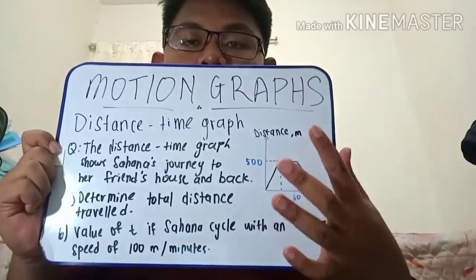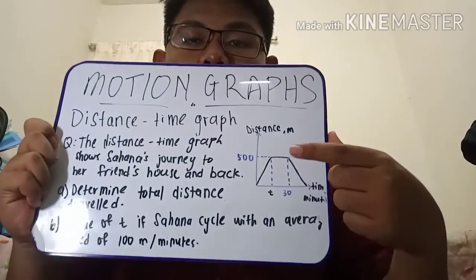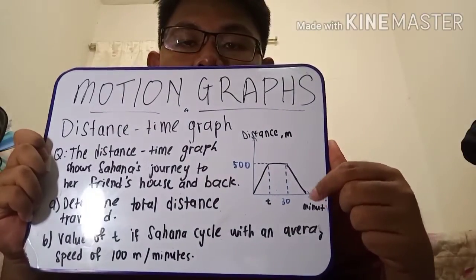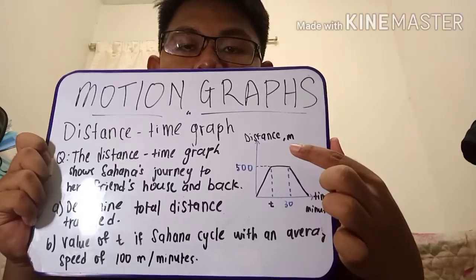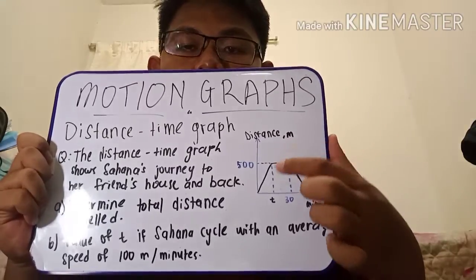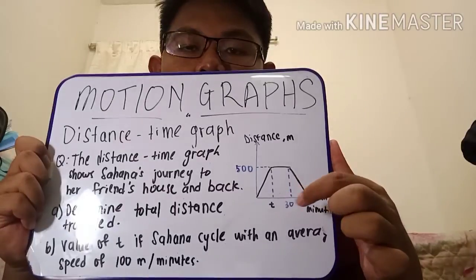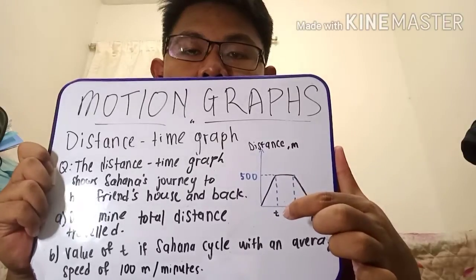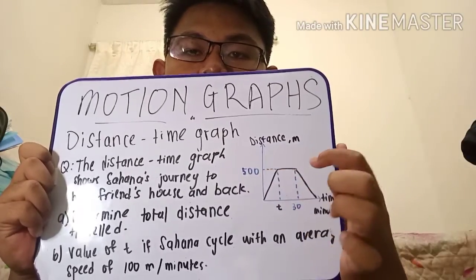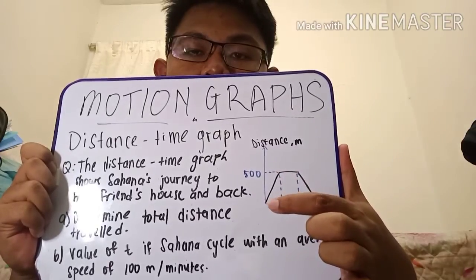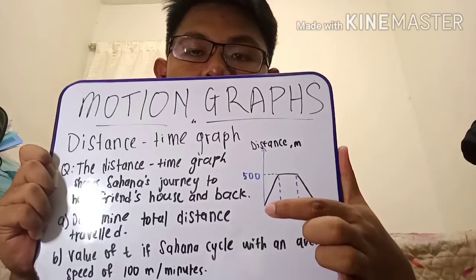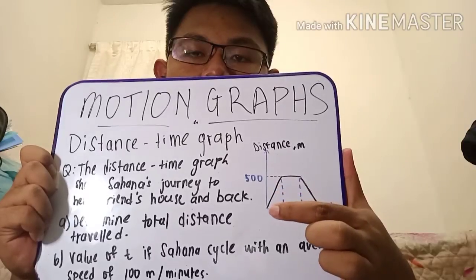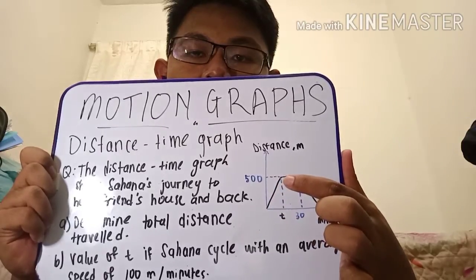Let's look at the graph first. We have a distance time graph which shows distance at the y-axis and time in minutes at the x-axis. The distance shown is in meters. We have 500 meters, and we have t and t. So what do these numbers and alphabets mean? This 500 means that Suhana traveled from zero, her original position, until 500 meters, which means she traveled to a friend's house that is 500 meters from her house.